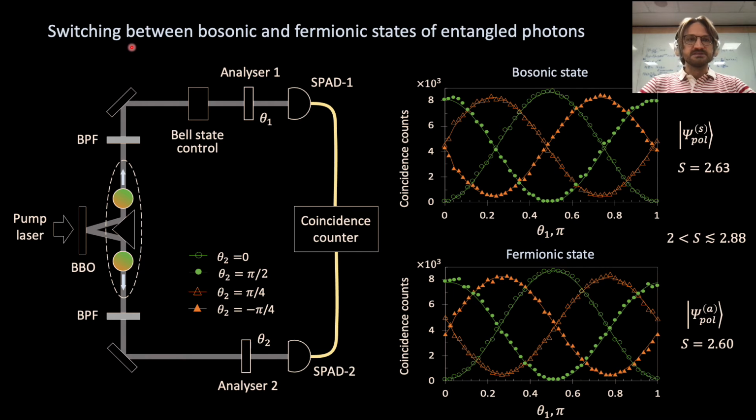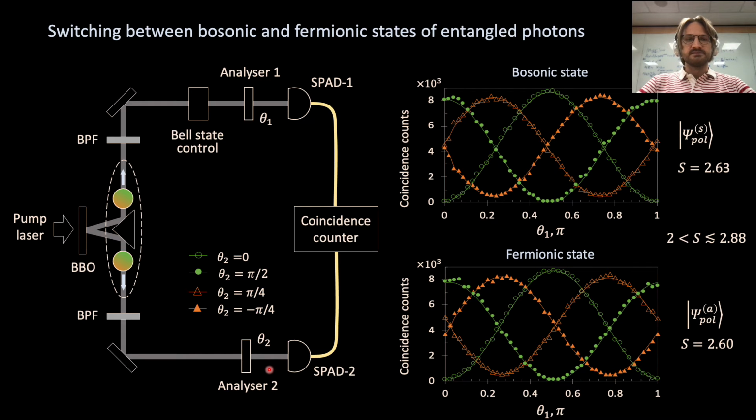At the first stage of the experiment, we prepare and measure the bosonic and fermionic states of entangled photons. So we generate entangled photons in spontaneous parametric down conversion, one photon from the pair is sent upwards on this figure, and the second photon is sent downwards. They pass through bandpass filters to ensure their spectral indistinguishability, and one of them passes through the Bell state control, which is a set of wave plates. Later each photon passes through the analyzer and is detected by a single photon detector. And it is a standard verification of entanglement.